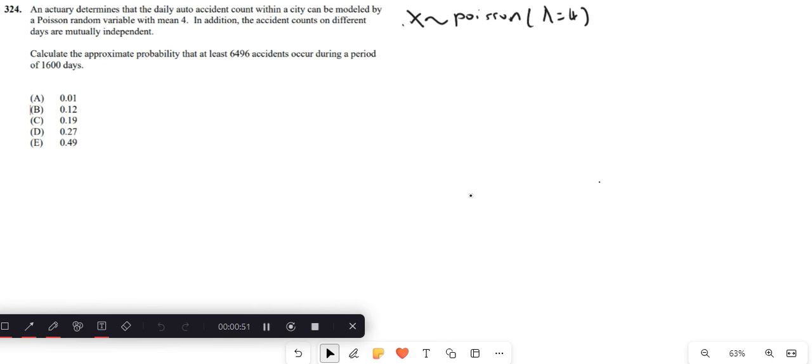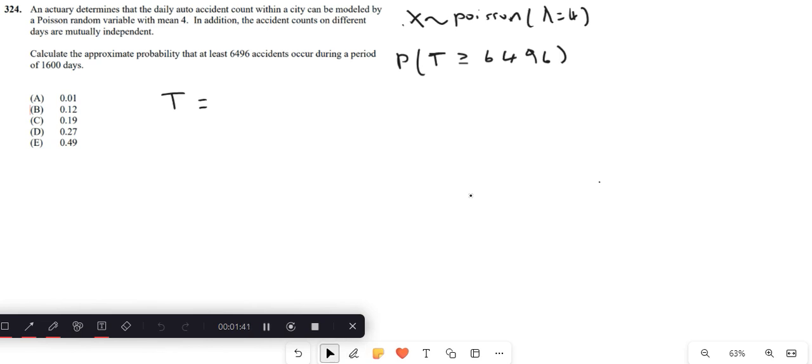They want us to calculate the approximate probability that at least 6,496 accidents occur during a period of 1600 days. So I'm going to define a new variable, T, and let that be the total number of accidents that occur over 1600 days. I want to calculate the probability that T is greater than or equal to 6,496.